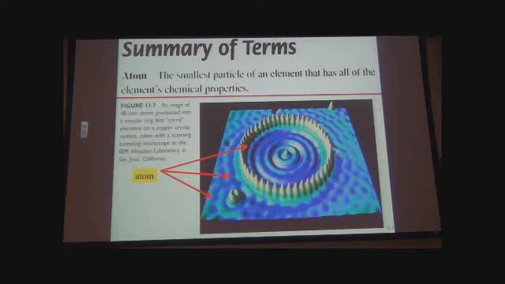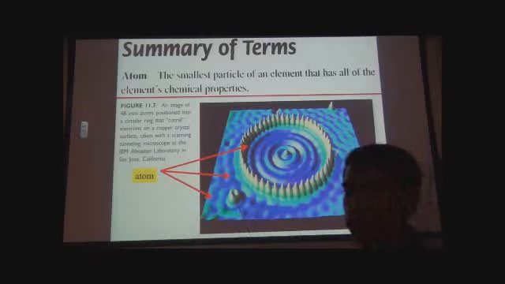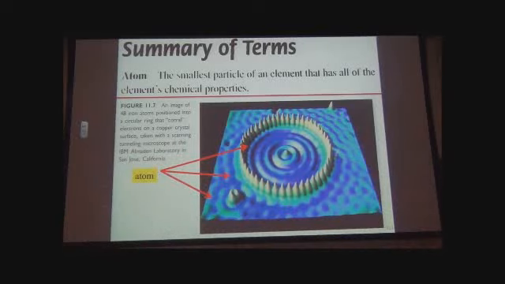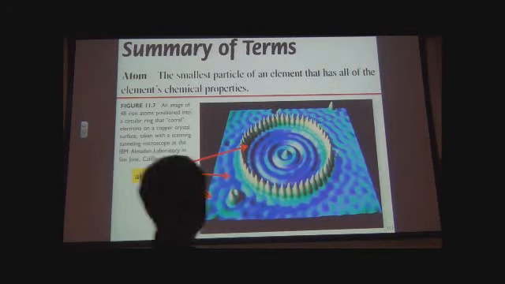I could take that thing that we call an atom and cut it up further, but then it no longer behaves like iron. Now I get protons and neutrons and electrons, but they don't individually behave like iron anymore. So that's the definition of an atom.